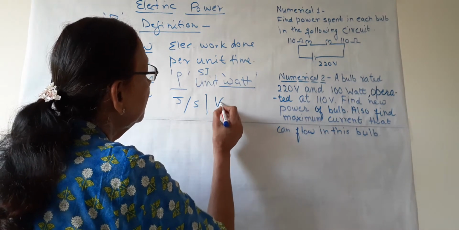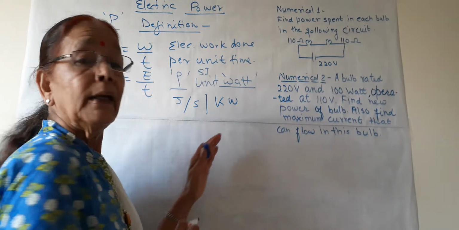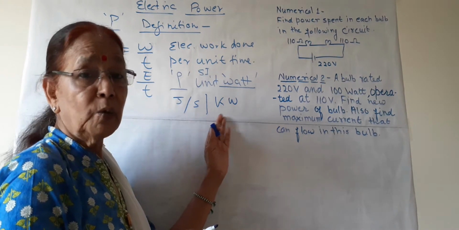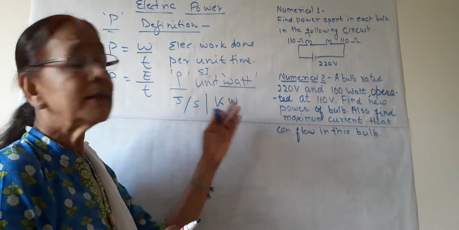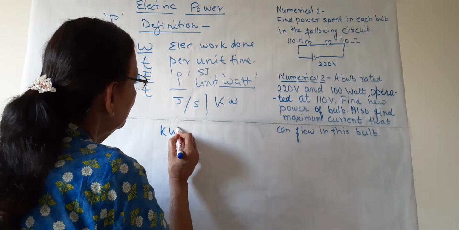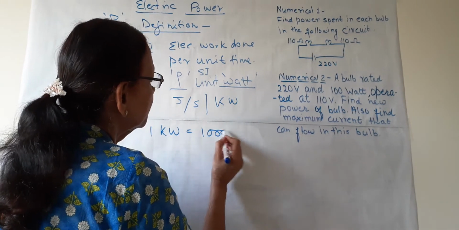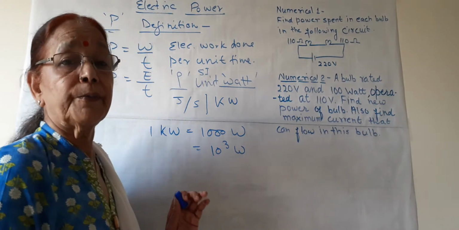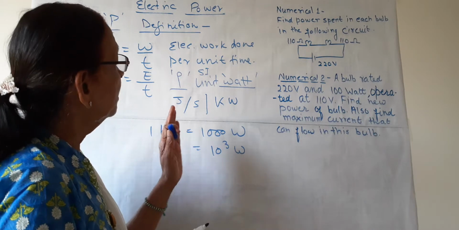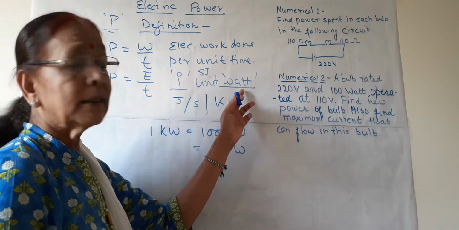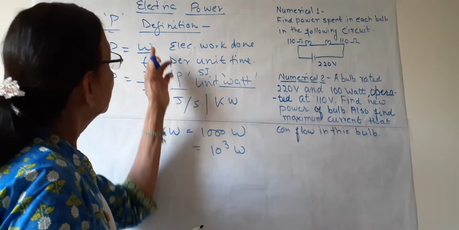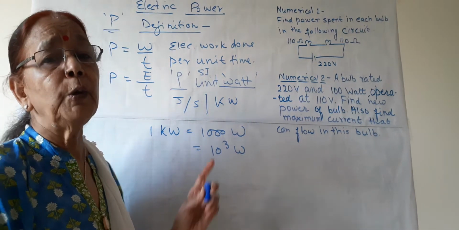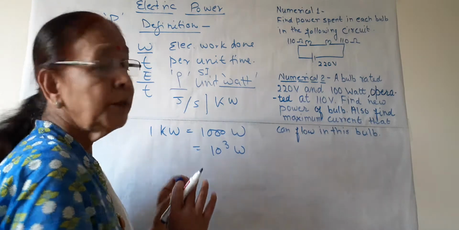So a bigger unit which is used for practical purposes is kilowatt. It is not SI but it is a bigger unit, and 1 kilowatt is equal to 1000 watt, or 10 to the power 3 watt. So what are the units of power? The SI unit is watt, joule per second is the other unit, and the bigger unit is kW or kilowatt.